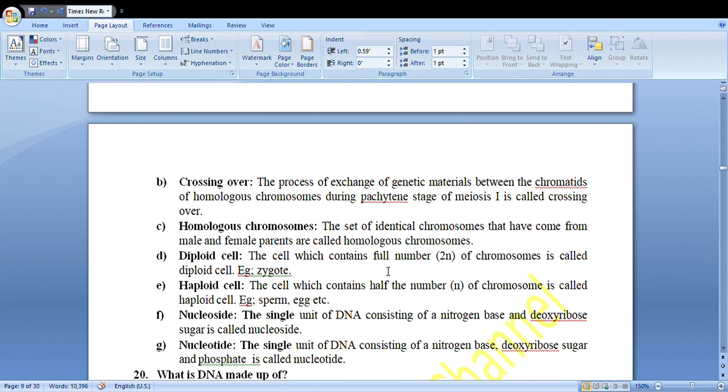Diploid cell: the cell which contains the full number, two sets of chromosomes, is called a diploid cell. It is zygote. Haploid cell: the cell which contains half the number, n, of chromosomes is called a haploid cell, e.g. sperm, egg, etc. Nucleoside: the single unit of DNA consisting of a nitrogen base and deoxyribose sugar is called nucleoside. Nucleotide: the single unit consisting of a nitrogen base, deoxyribose sugar and phosphate is called nucleotide.